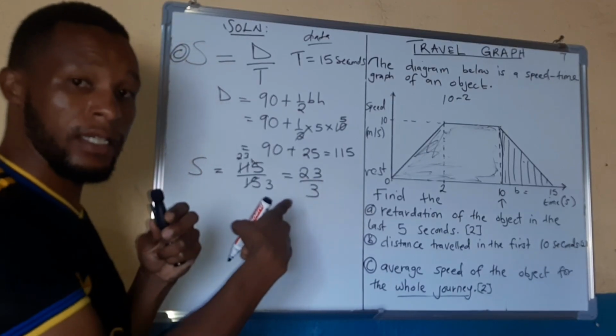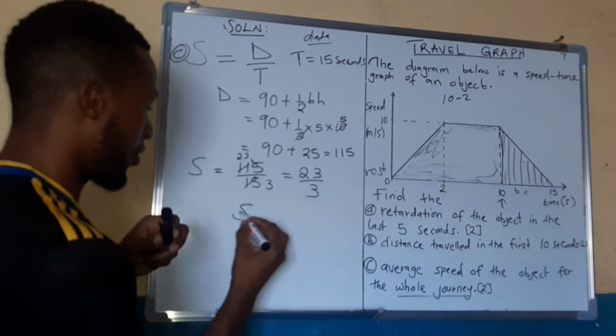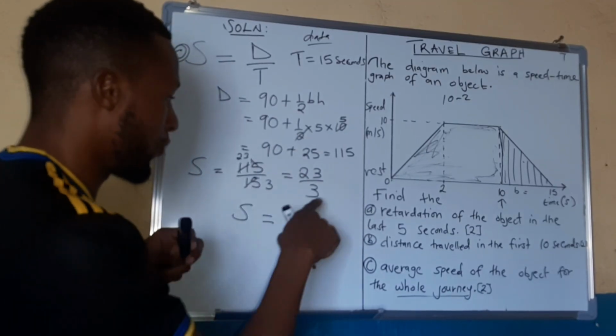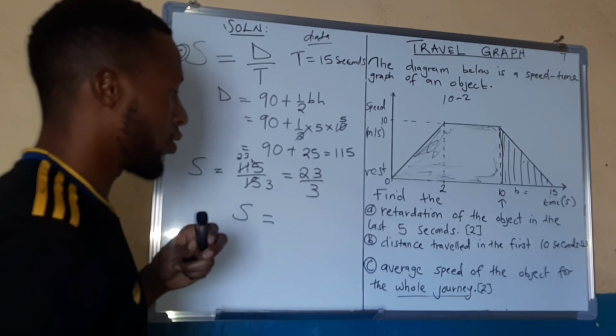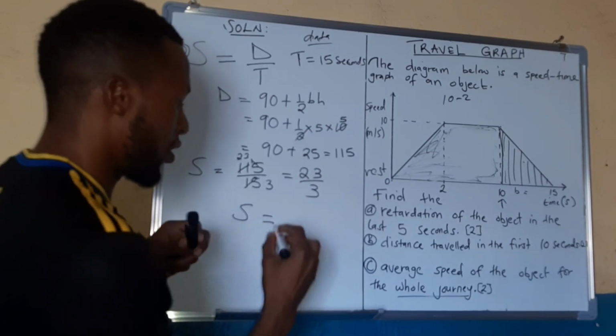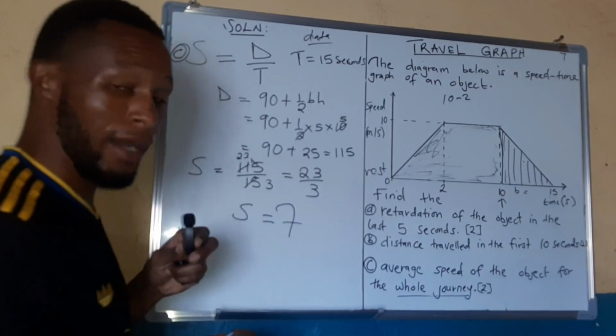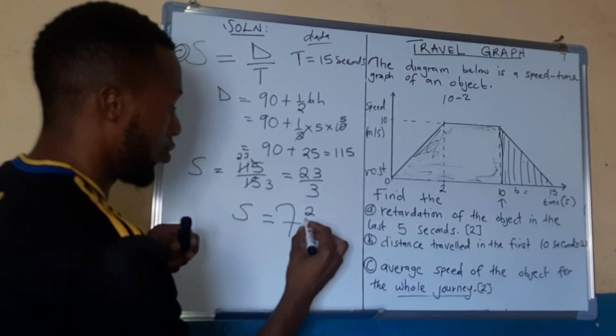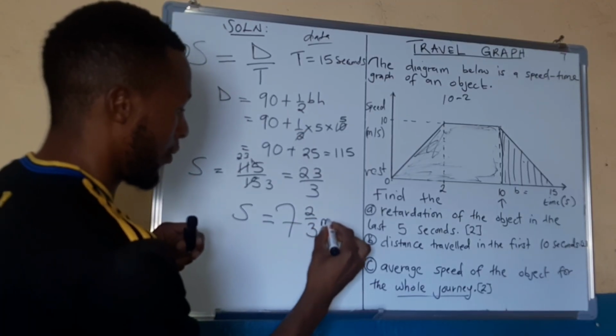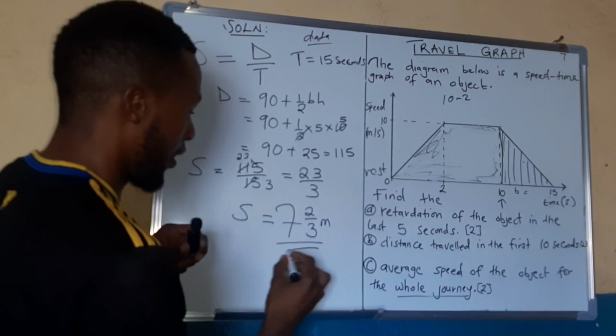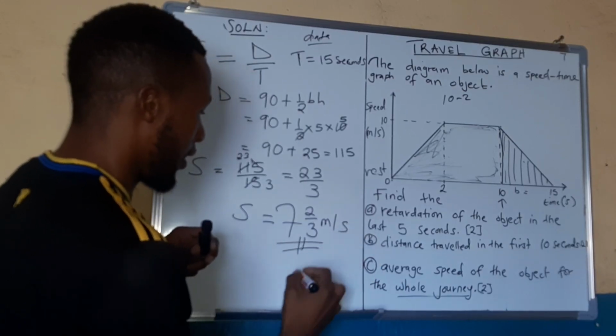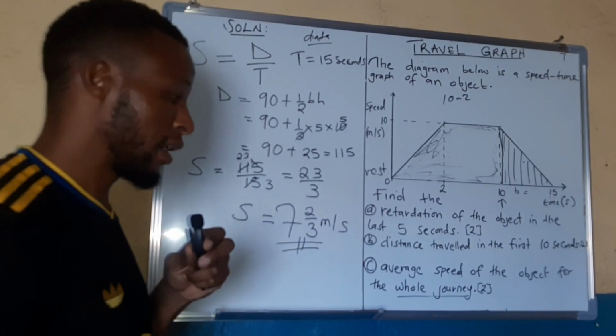Don't leave it like this. We'll write it as a mixed fraction. So our average speed will be equal to 3 into 23 into 21, that is a 7. So 7 whole number, and the remainder is a 2 over 3 meters, okay, per second. This is our average speed for the whole journey.